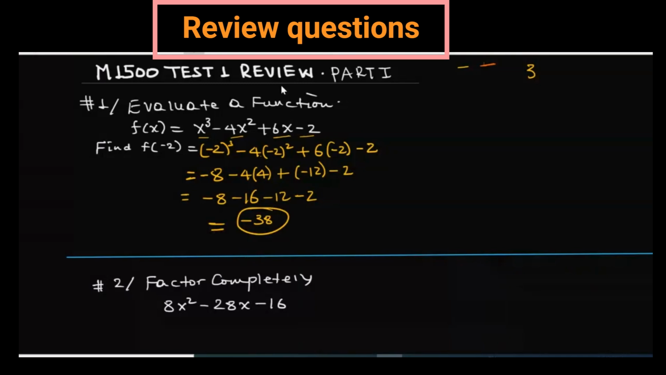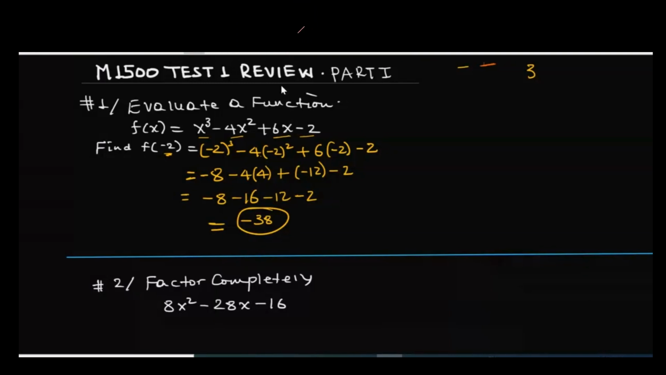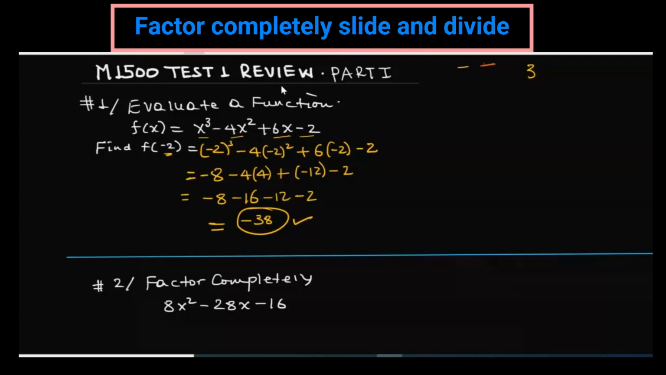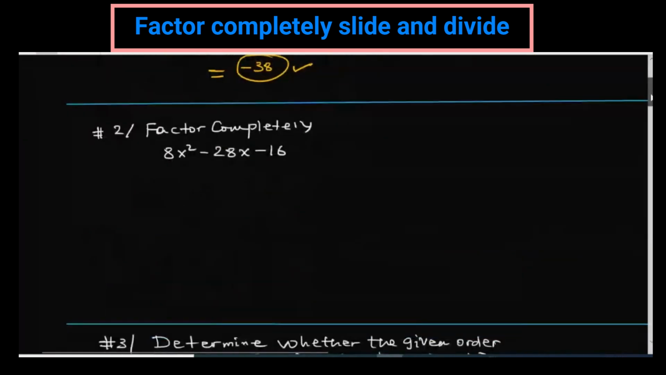This means that this machine will give me negative 38 if I give negative 2 as an input. If the input is different from negative 2, or f of x is something else, the answer will change as well. Let's continue to the second question.